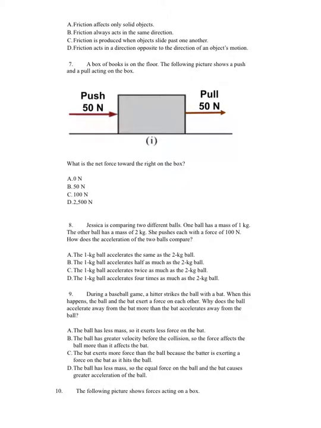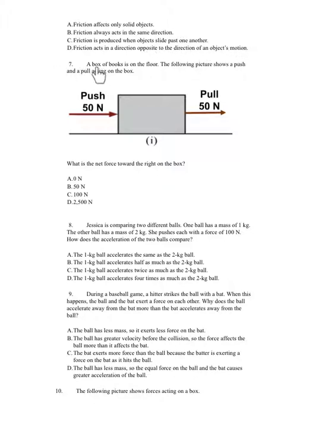Number 6. Why is the friction force considered to be a contact force? A. Friction affects only solid objects. B. Friction always acts in the same direction. C. Friction is produced when objects slide past one another. D. Friction acts in a direction opposite to the direction of an object's motion.